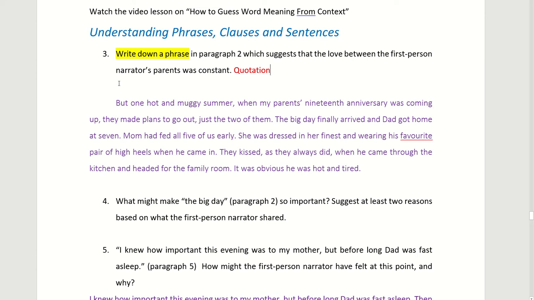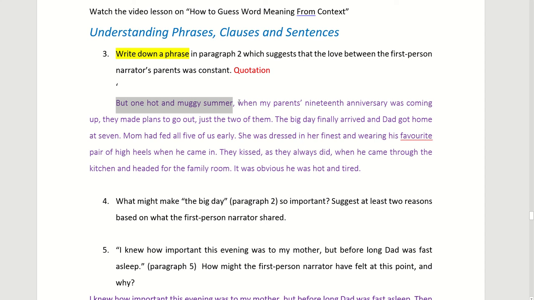So write down a phrase. For the phrase, remember what you need to have? You need to use quotation marks. How do quotation marks look like? They look like that. So, which one suggests that the love between the first person narrator was constant? Phrase. This is a phrase, but this is not the answer.